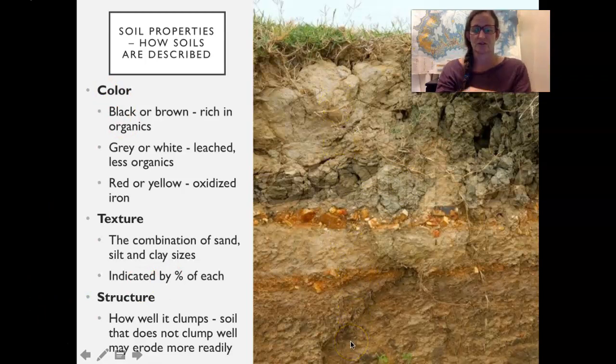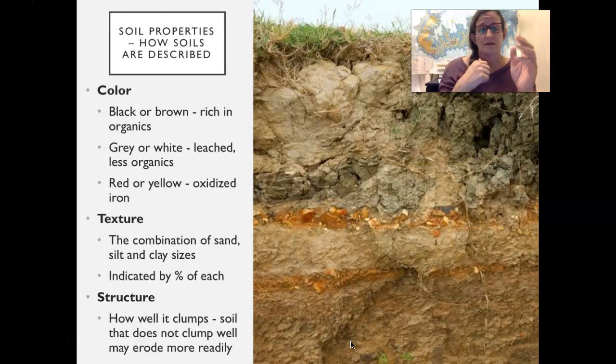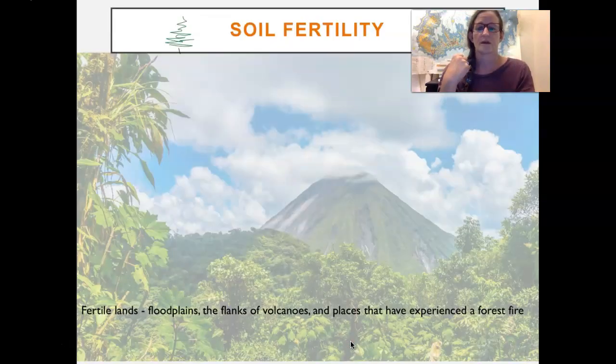And then there's texture. If you pick up a soil and rub it in your hands, you may be able to make it clump, it'd be rich in clay, or maybe it feels gritty, it's got sand in it. The way a soil scientist describes that is a percent of each: sand, silt, and clay. How well it clumps when squeezing it really tells the structure and the moisture content of that soil.